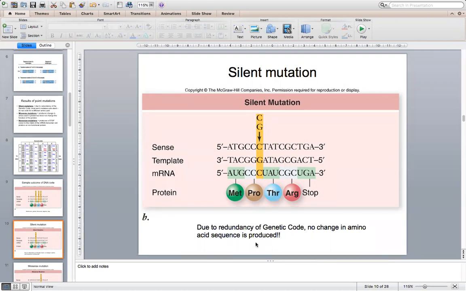No change in amino acid. Different triplets can code for the same amino acid. There is a redundancy and duplication is identical. No change in amino acid is produced.